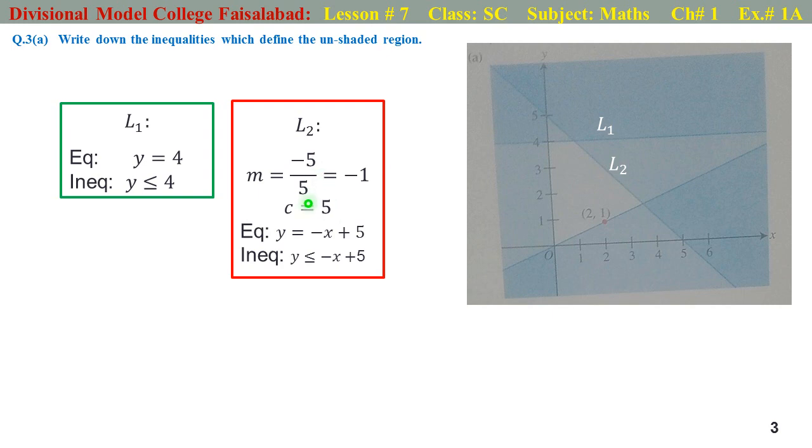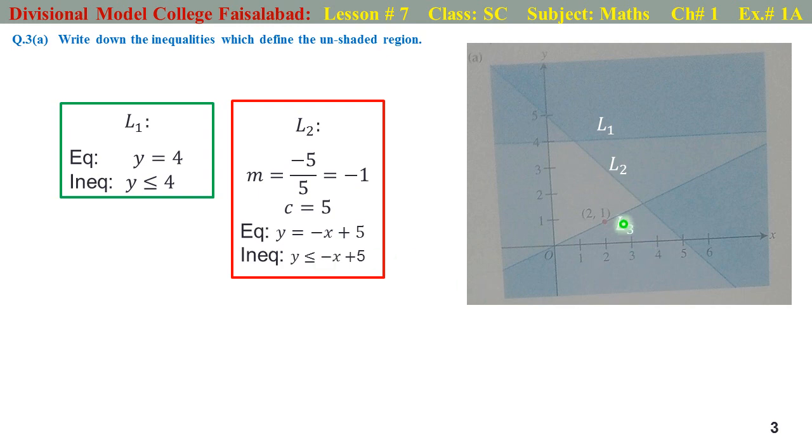We put these values in y is equal to mx plus c to get the equation. Now replace the sign of equality with the sign of inequality, because this line is solid and the region below this line is defined, so we will use the less than or equal to sign to write the inequality of this line.